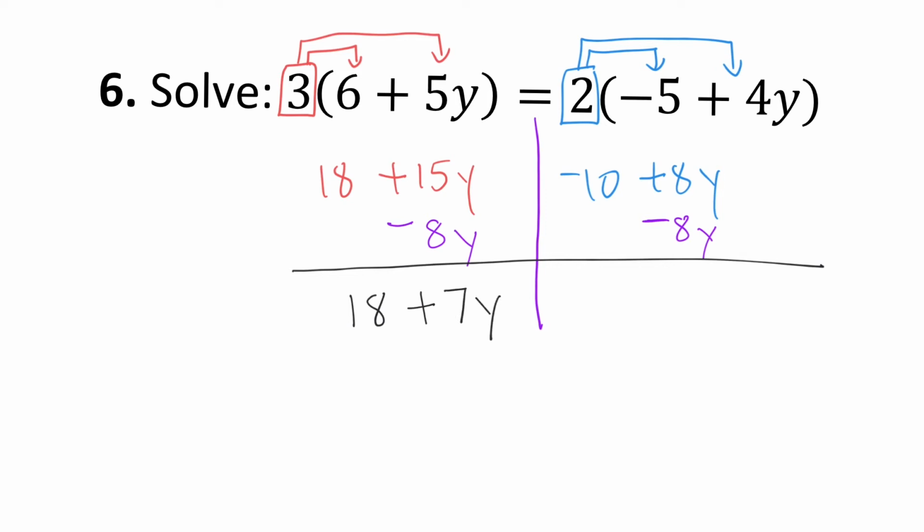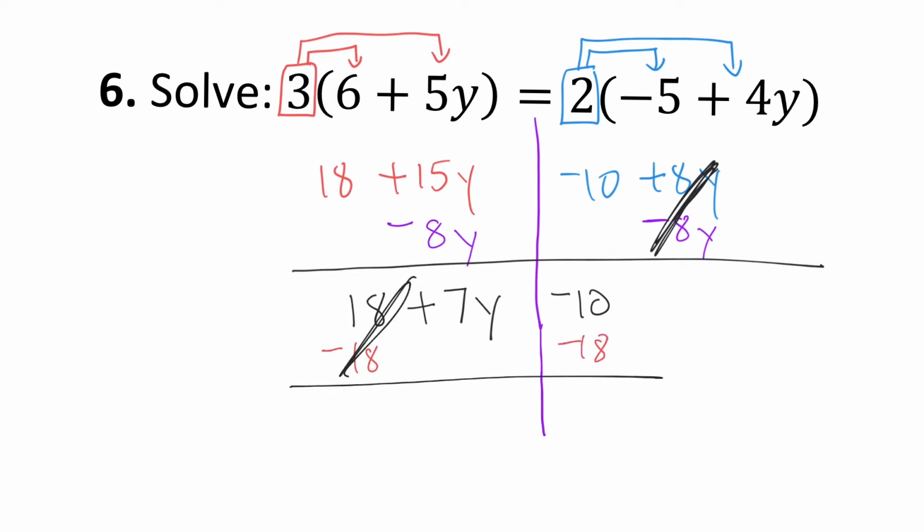And on the other side, we get negative 10. And you guys cancel the 8. The next step, you guys need to get the y by itself. So we need to get rid of the constant that's on the same side of the variable. So I'm going to draw the line even down right here. And I'm going to subtract 18 from both sides, minus 18.